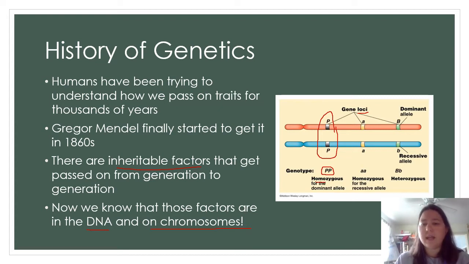Sometimes it's homozygous, which means two of the same, and this one happens to be homozygous dominant. Homozygous for the recessive usually uses a lowercase letter, and heterozygous means one of each. So you can see here in this picture we have loci for capital P, which are both dominant, lowercase a, both recessive, and then capital B, the dominant version, or lowercase b, the recessive version.